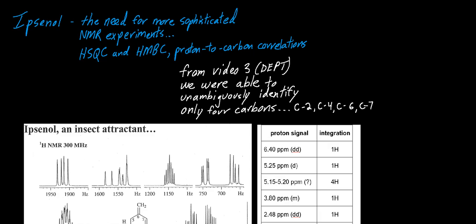And in that video, if you recall, we were able to only unambiguously identify 4 carbons. We could make guesses on the others. So even for a simple molecule like ipsenol, we saw that we can establish the structure, but as far as being able to exactly identify which atom is which, we needed more data.